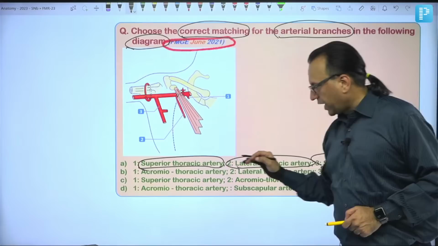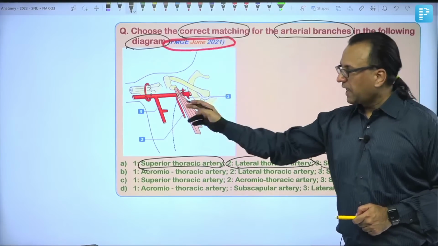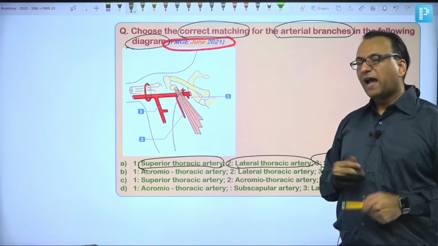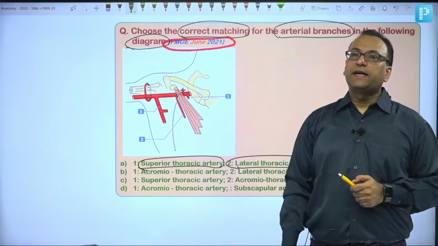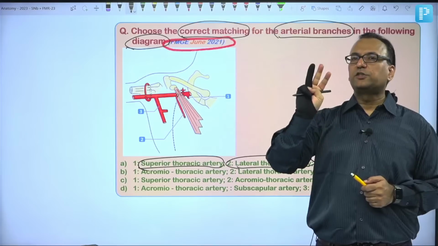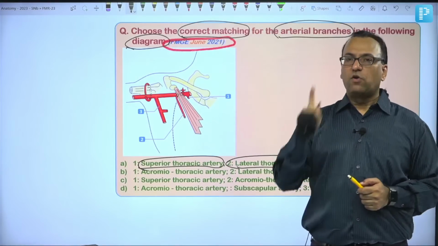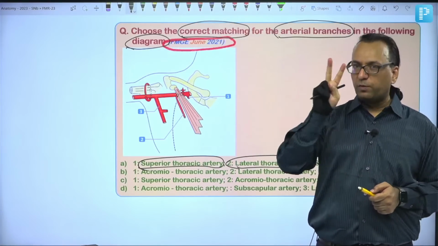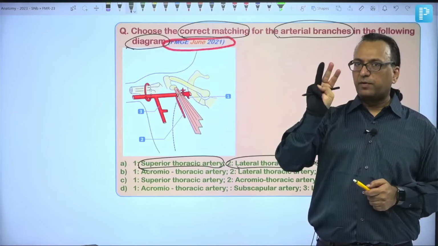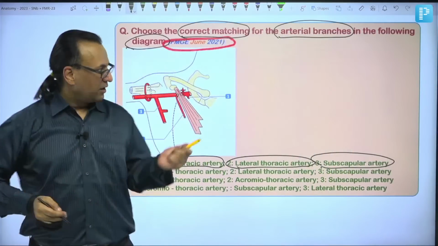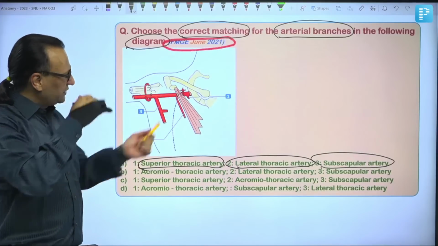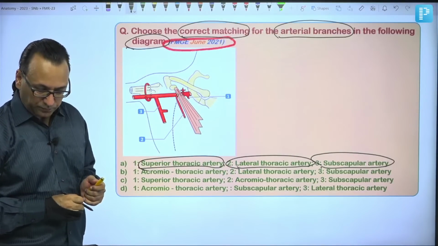Now if they are talking about the branches of the axillary artery, this diagram must be related to the axillary artery, an artery in the axilla, and the axillary artery gives 6 branches. It has 3 parts. The first part gives 1 branch, the second part gives 2 branches, the third part gives 3 branches, so a total of 6 branches. Let us revise that and then we can find our answer. What else do you see in this diagram?